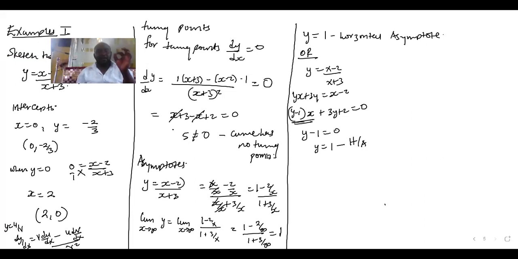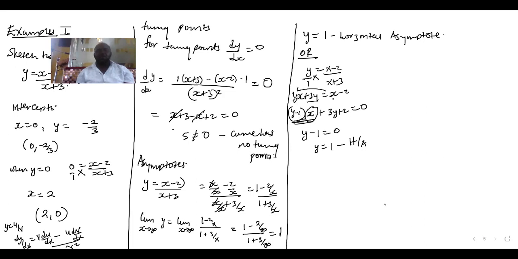Cross multiply, collect like terms of x, equate the coefficient of the highest degree of x to zero. So what I did here, I cross multiplied. I got xy plus 3y is equal to x minus 2. I collected x together, and I got y minus 1 times x plus 3y plus 2. This is the highest degree of x in that equation. Equated. How did you get y minus 1?